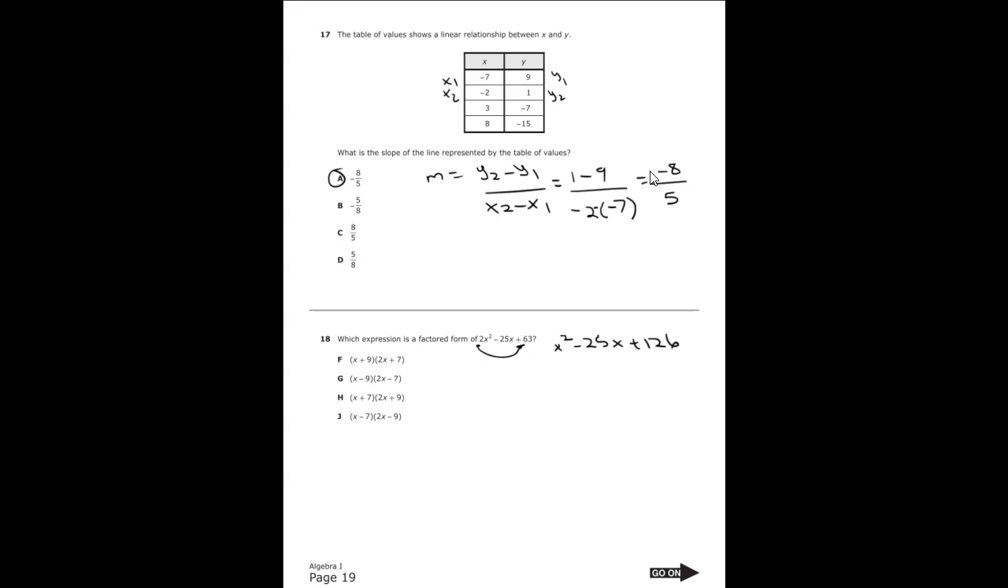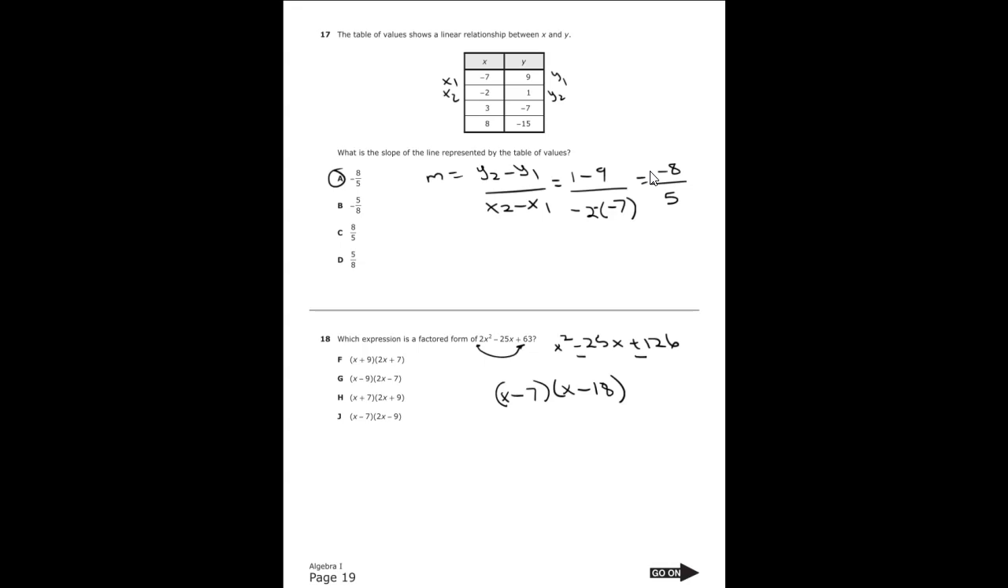And what I can see here, the factors of 126 that add up to negative 25, just the fact that this is positive and this is negative, it tells me that both factors have to be negative. So I'm going to go with x minus 7, x minus 18. And that's because negative 7 multiplied by negative 18 is 126, and negative 7 plus negative 18 is negative 25.